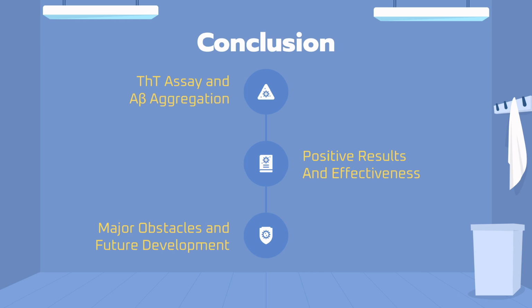The positive results from various substances, including small molecules and peptides, raise hopes for the development of effective Alzheimer's disease treatments. However, there are major obstacles to integrating these findings into clinical practice. To fully use the therapeutic promise of A-beta aggregation inhibitors in Alzheimer's disease, further research and development, as well as creative delivery and combination approaches are required.